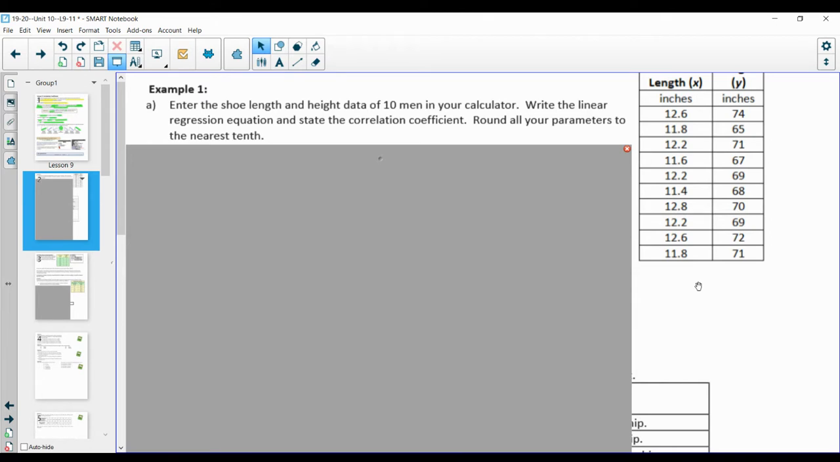I'd like you all to pause the video now and enter in your values for L1 and L2. After you've entered in those values, please continue with the video.